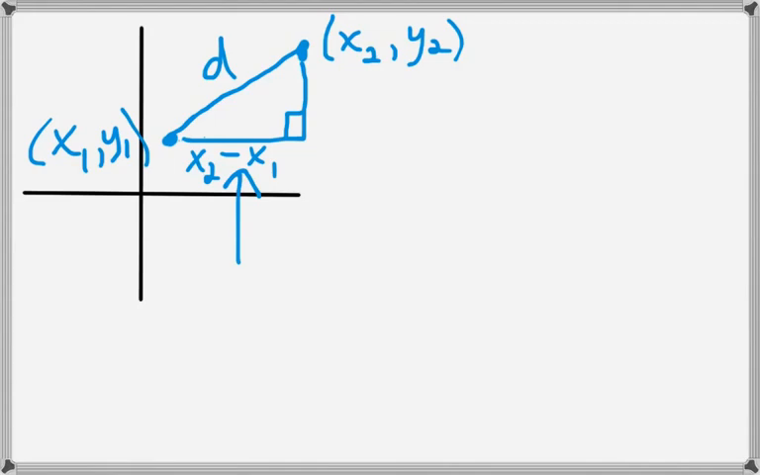Similarly, if we want the length of this leg, if the top point was at a y value of 9 and the bottom point is at a y value of 4, we would just do 9 minus 4. Again, we can get that by subtracting the values. So that leg is given by y2 minus y1.